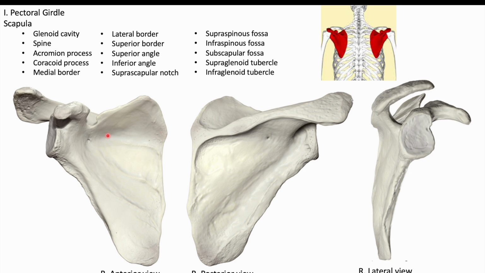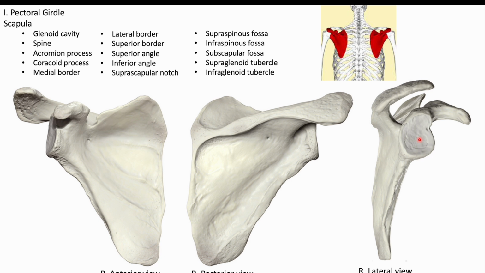And what we can also see here is a cavity, but it's not so deep, so it's also known as a fossa. So this is the glenoid cavity, also known as the glenoid fossa. And you can see it here as well in the posterior view, and you can best see it in the lateral view. This is the glenoid cavity, also known as the glenoid fossa. Now this is the area where the head of the humerus is going to attach.